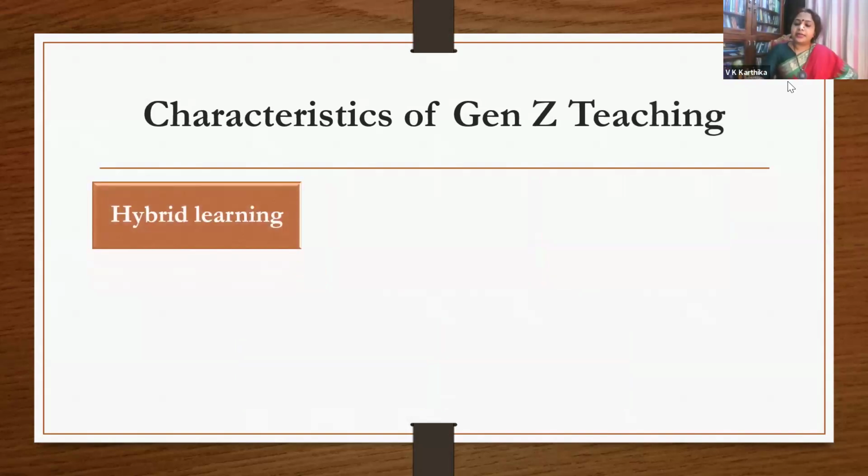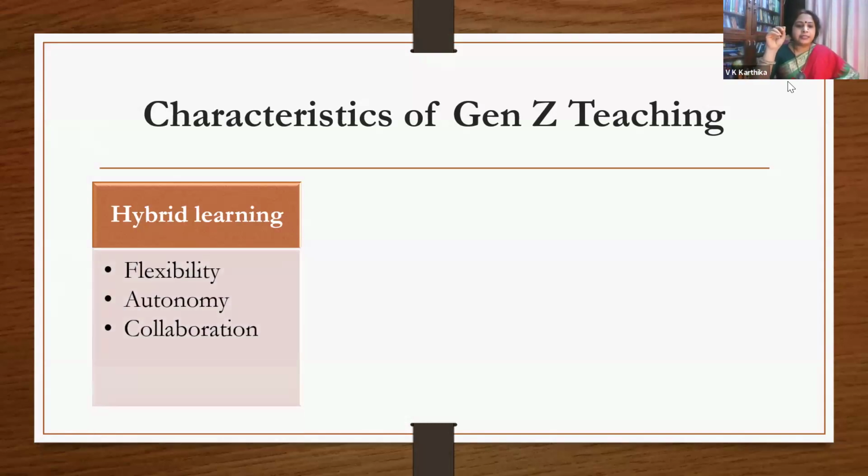So in that sense, what should be the characteristics of Gen Z teaching? We have seen what are the features of Gen Z learners as such. Now let's look at the characteristics. It's not something new. I'm just synthesizing everything that comes through our experience. So when we think about it, the first point is about hybrid learning, where flexibility, autonomy, and collaboration become the central elements.